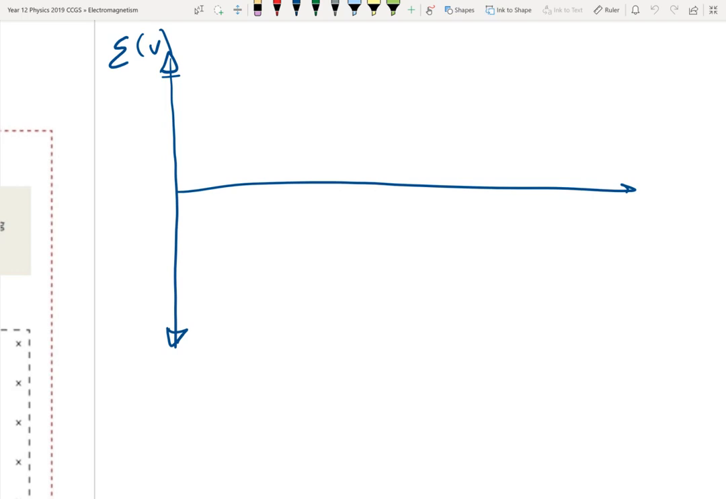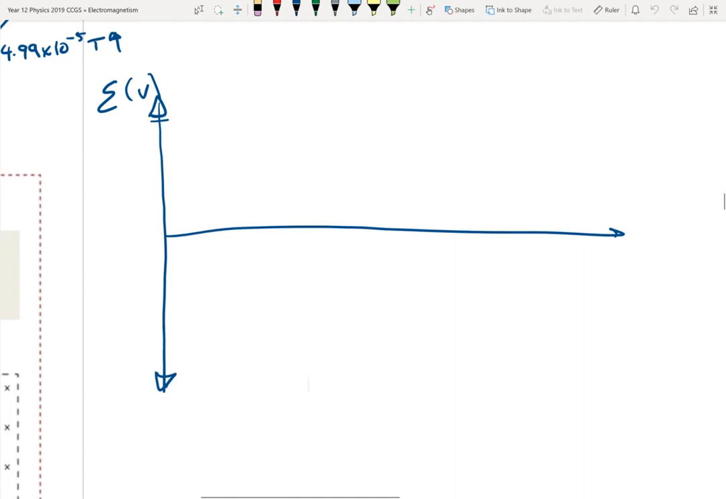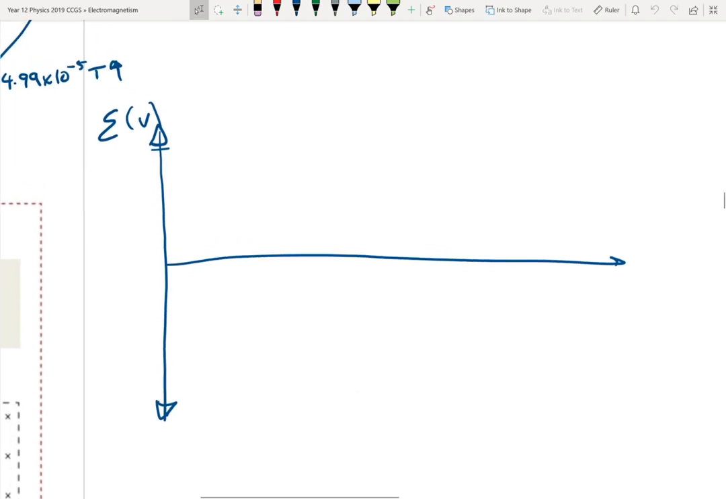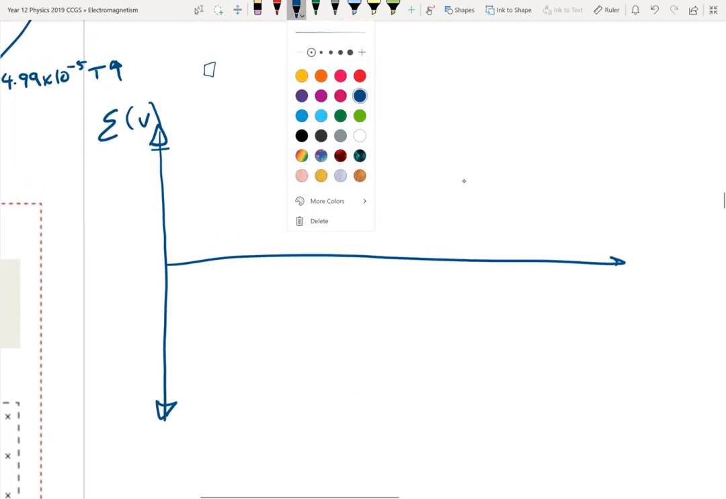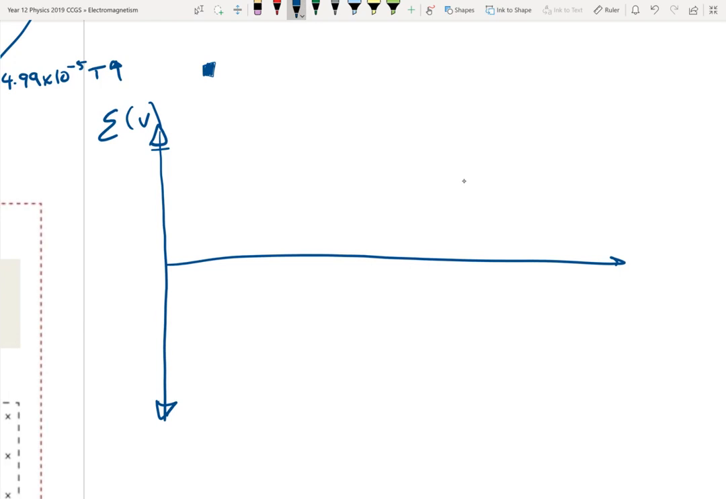So somewhere on this booklet, either the back page or the front page, could you please draw the following? And I'm going to color code this. I'm going to put two different curves.